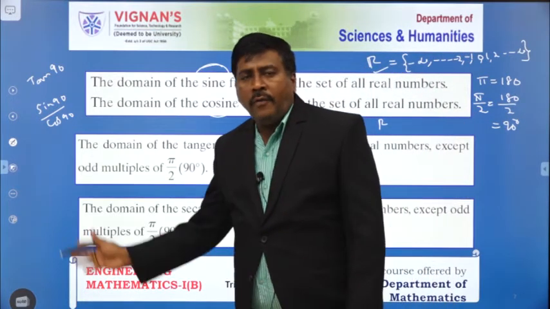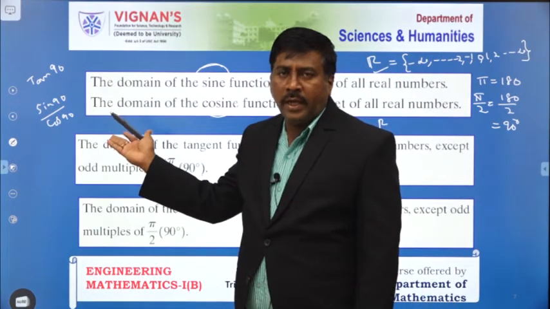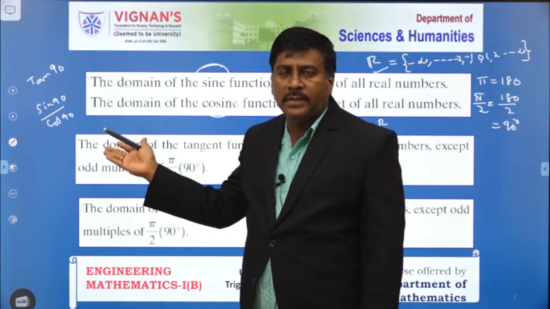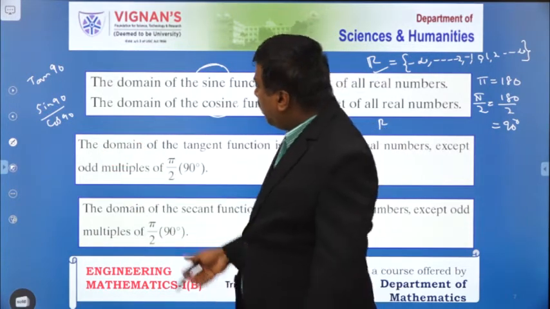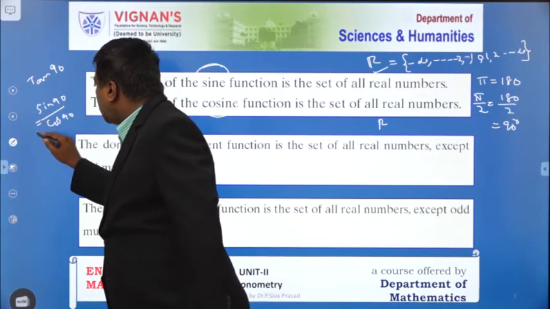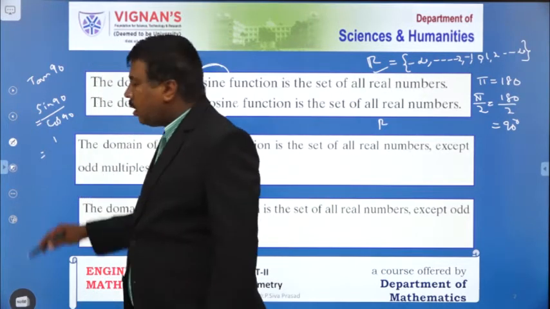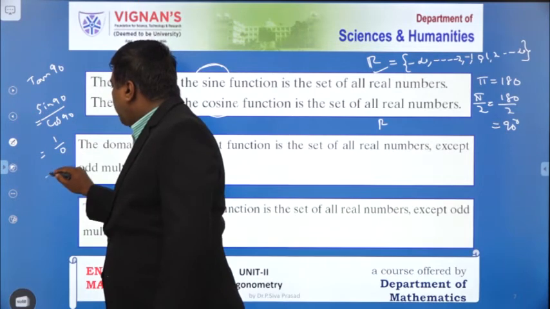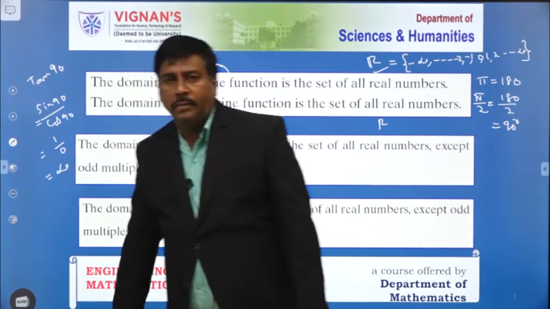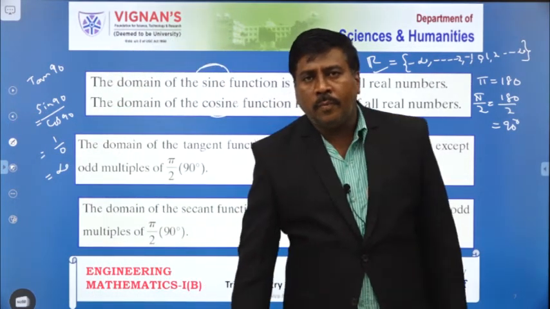That means how we have to find the values of 90 degrees, 60 degrees, 30 degrees. These values you have to see from the previous class. What is the sin 90 value? You already have to know that. Sin 90 value is 1 and cos 90 value is 0. 1 by 0 is nothing but infinity. All of you catch your point?